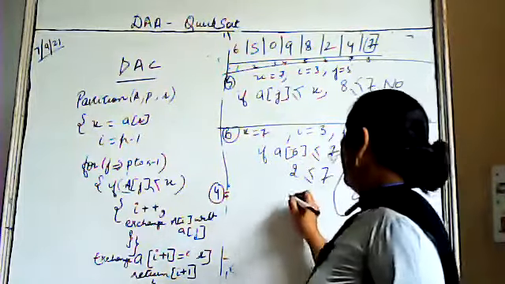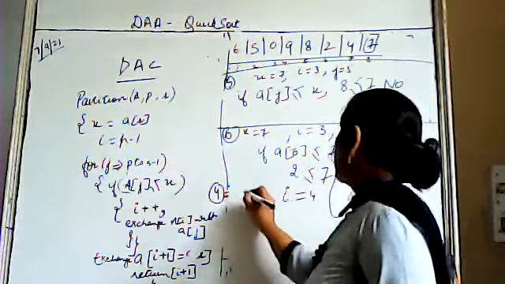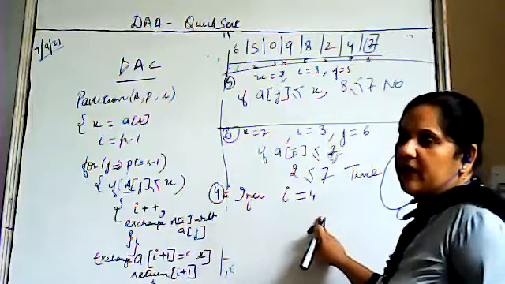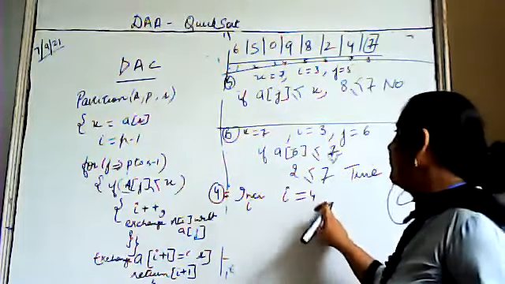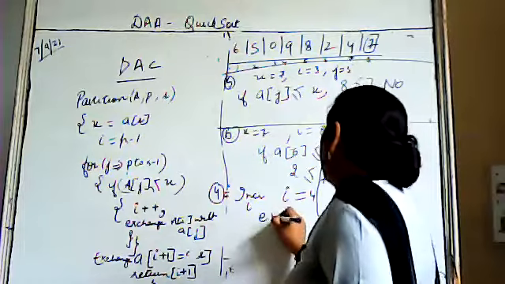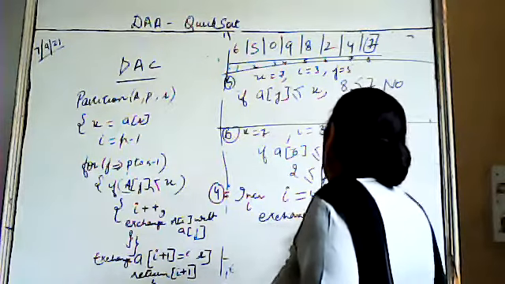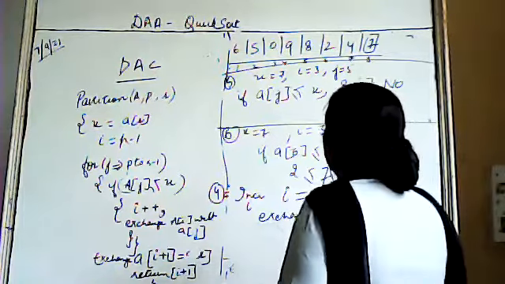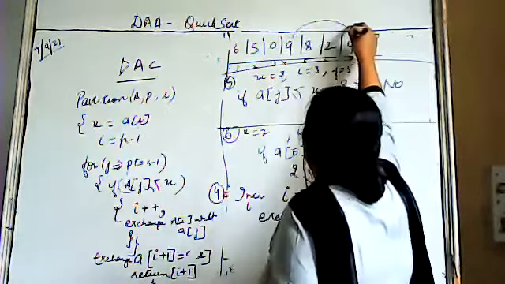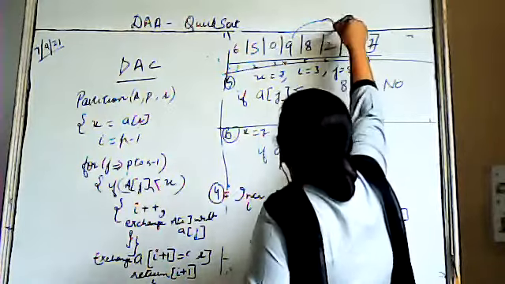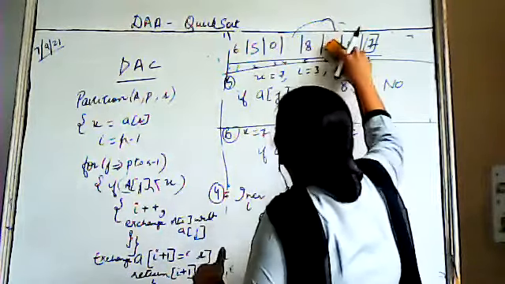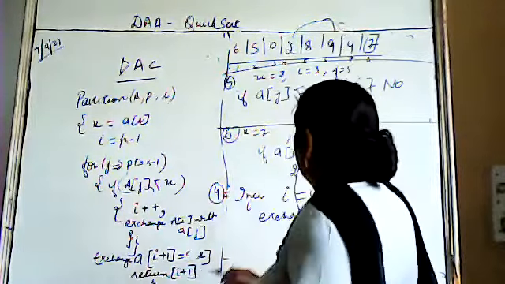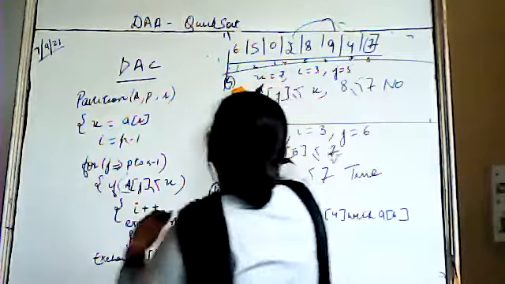Now increment I, it becomes 4. Now exchange A of 4 with A of 6. So let's exchange 4 and 6. So this will be swapped here. Okay, so 2 will come here and 9 will go there. Okay, now next step, I will take here only.